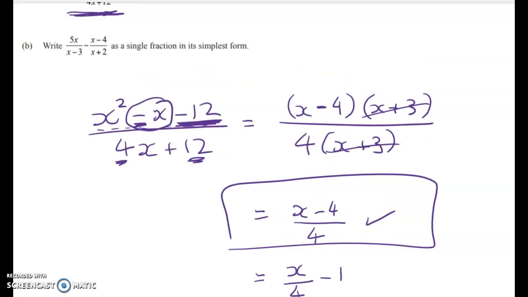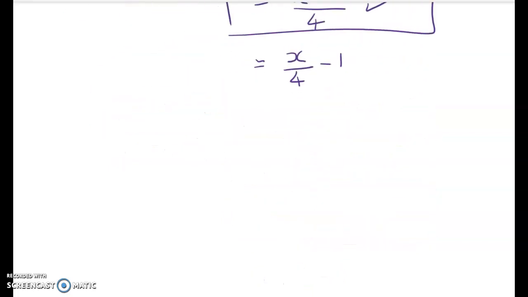Right, the next one asks us to write this as a single fraction in its simplest form. And right away you can see a big red flashing light that you've got a subtraction here and you've got a negative sign in here. So if you're in my class now, you'll know that you have to be really careful with these, that you don't forget how to deal with the negatives.